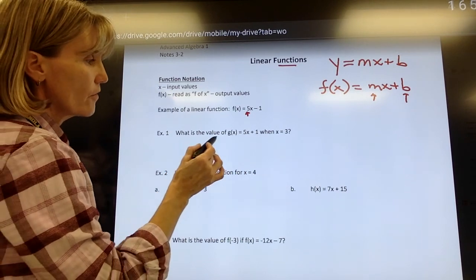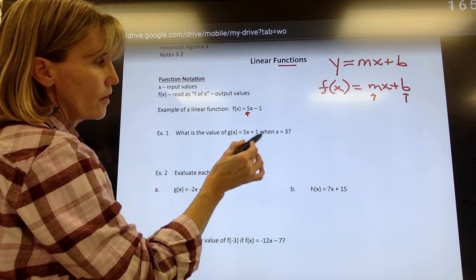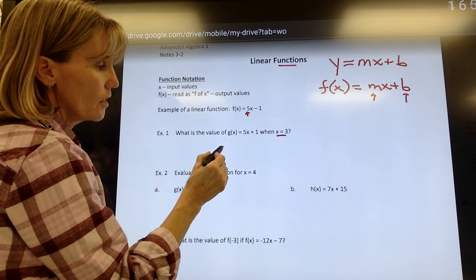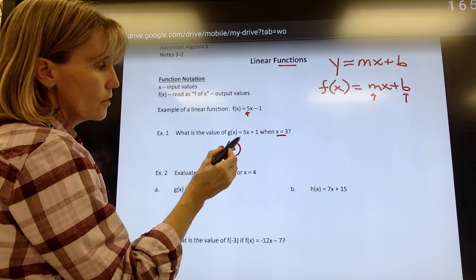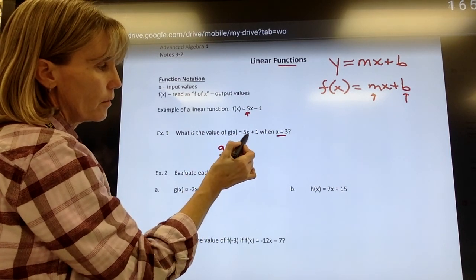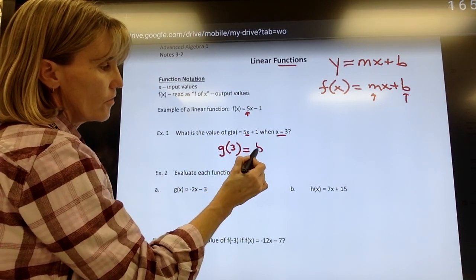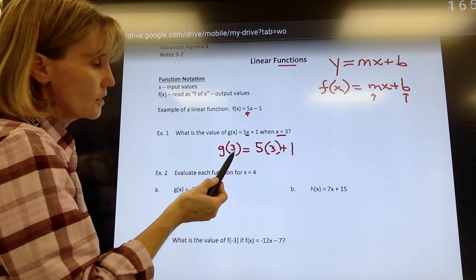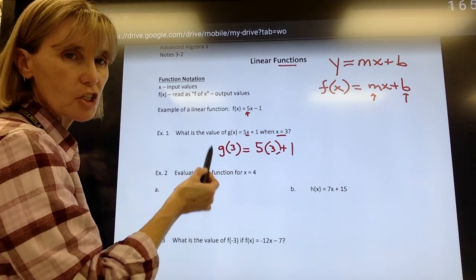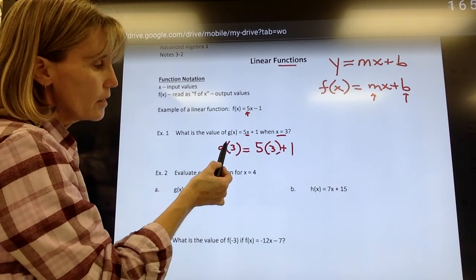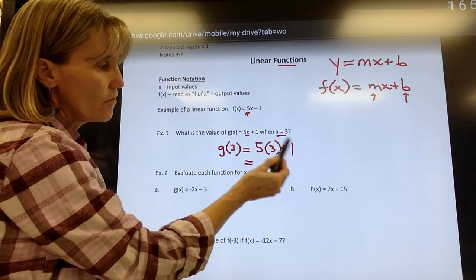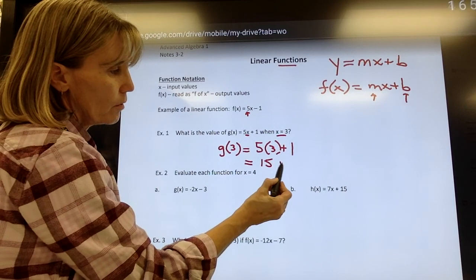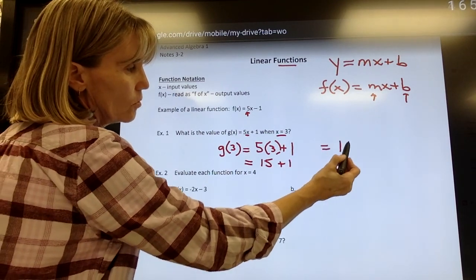It says, what is the value of g of x equals 5x plus 1 when x is equal to 3? So what you're going to do is say g of 3. This just means that I'm going to take that 3 and plug it in for x. It equals 5 times 3 plus 1. Now what gets confusing for kids is that there's nothing to evaluate over here. This is just the name of the function and that we're plugging in 3 for x. The only thing that we evaluate is the right side of the function. 3 times 5 is 15 plus 1. So we'd say that this is going to equal 16.